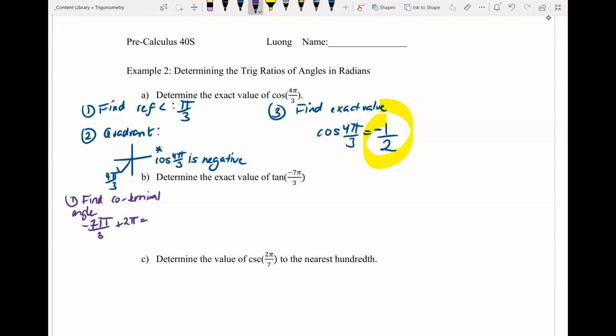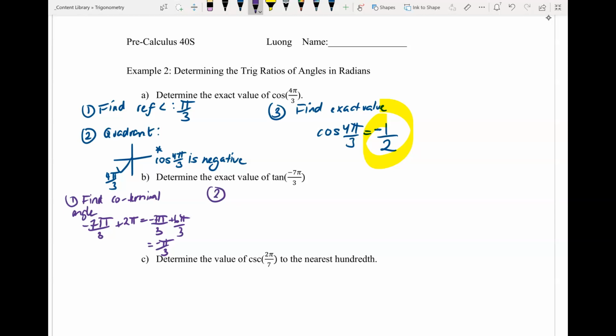So in order to add this, I'm not going to be using calculators, so I will have to remember how to add fractions. We need a common denominator. So I'm going to multiply 3 top and bottom to 2 pi, which will give us 6 pi over 3. Adding those together, we get negative pi over 3. So that is a coterminal angle of negative 7 pi over 3.